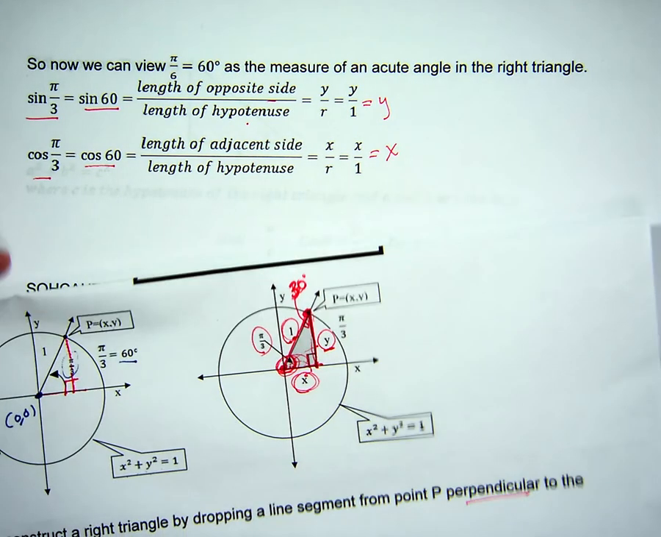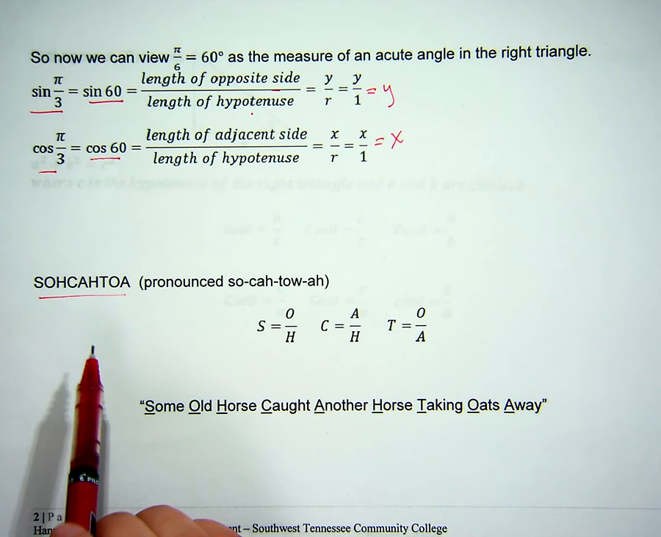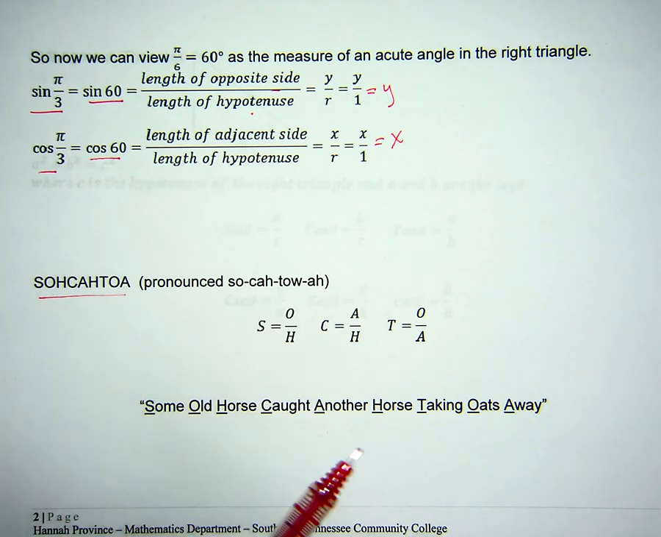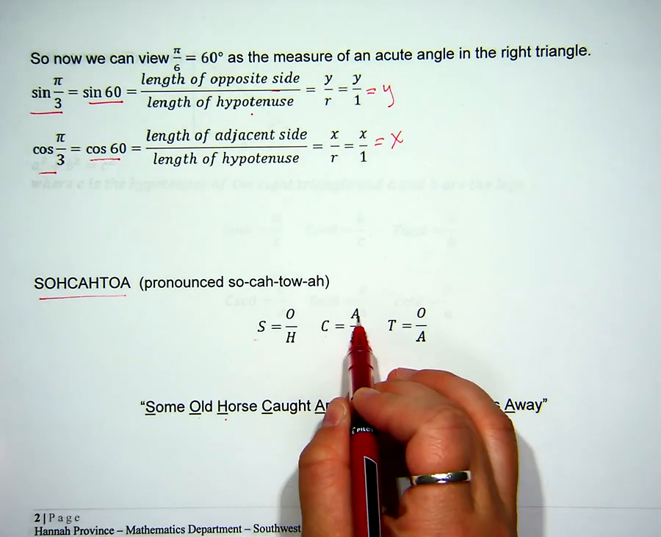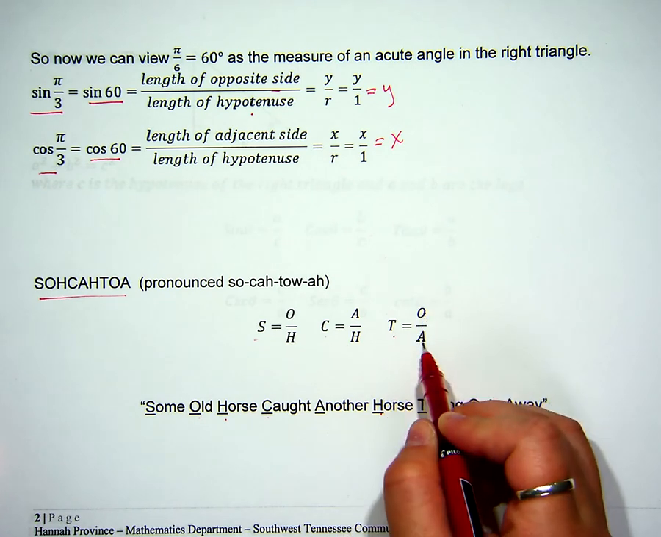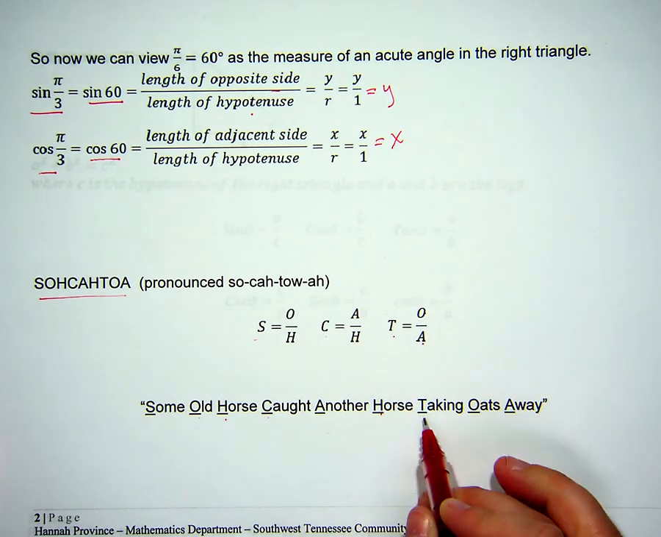There is a statement on how to remember this. It's SOHCAHTOA. I prefer a different method. I like rhymes and limericks to remember things. So for example, we have an S, an O, and an H: Some old horse. C, an A, and an H: Caught another horse. T, O, A: Taking oats away. So we have: Some old horse caught another horse, taking oats away.